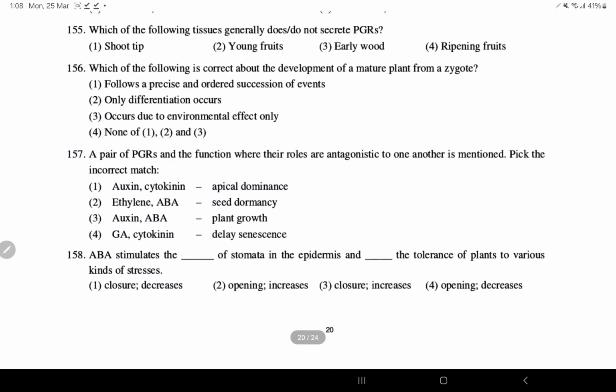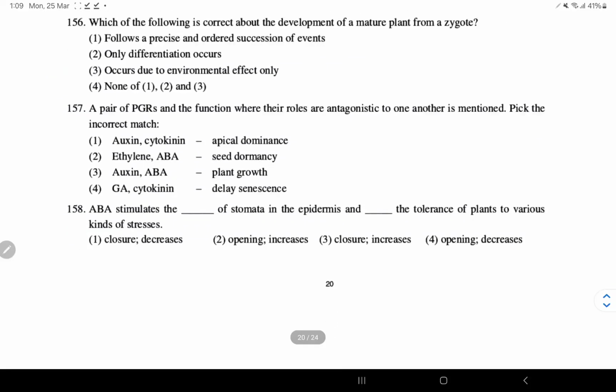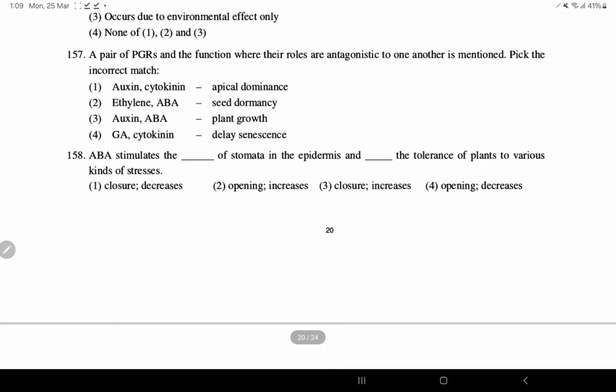Which one of the following is correct about the development of mature plant from zygote? Follows a precise and orderly succession of events. So option 1. A pair of PGR that functions as antagonistic to one another. Pick the incorrect one. Auxin and cytokinin. This is right. Ethylene and abscisic acid, right? Fourth one, auxin and cytokinin. Both will delay senescence. ABA stimulates closure of stomata in epidermis and increases the tolerance of plants.